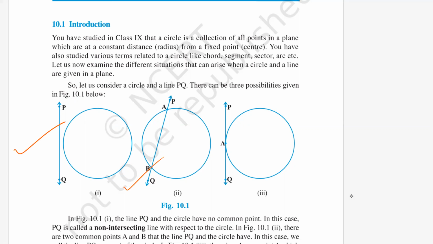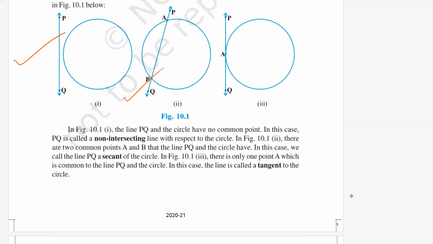In the second case, the line is intersecting the circle at 2 points. This type of line is called a secant of the circle. Secant of the circle. Okay.